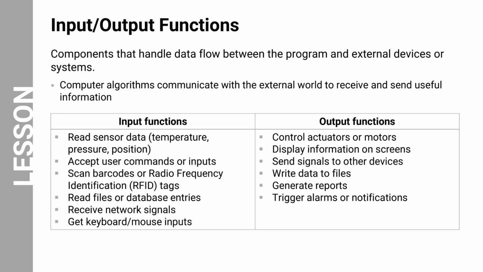On the output side, functions include controlling actuators or motors, displaying information on screens, sending signals to other devices, writing data to files, generating reports, and triggering alarms or notifications. This two-way communication system forms the backbone of how programs interact with their environment, making it possible to create responsive and interactive systems.